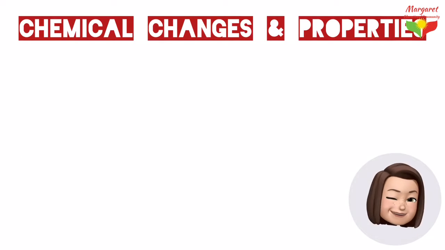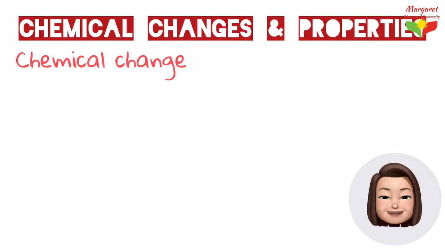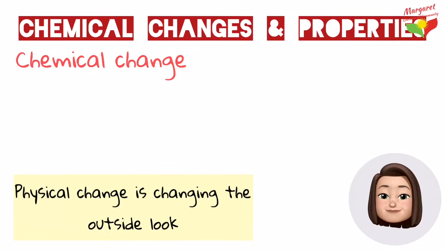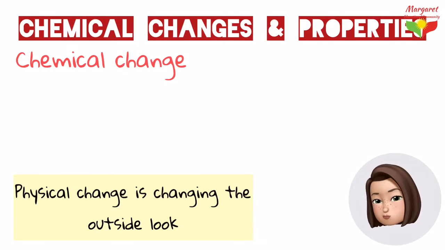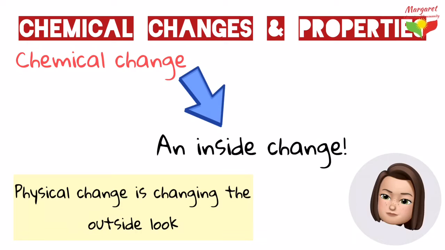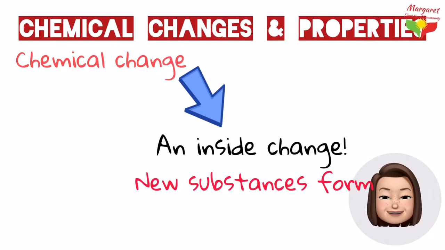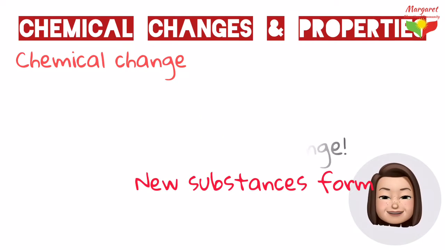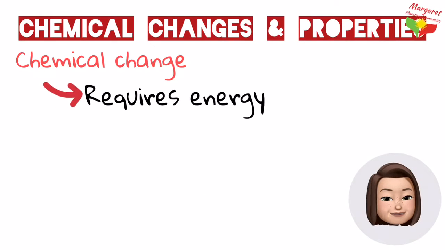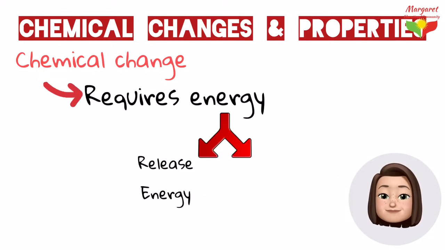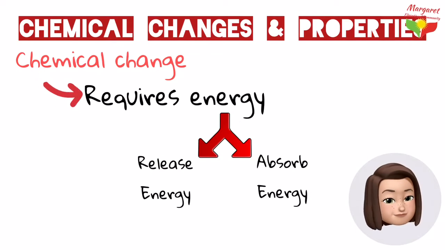Okay, so before we talk about the properties, I would like to start with chemical change, and let's understand what chemical change is before talking about the properties. In the previous lesson, we talked that physical change is changing in appearance, the outside look, but chemical change is actually changing the inside. That's why we say new substances will be formed when chemical change happens. These types of changes require energy. They either release or absorb energy.